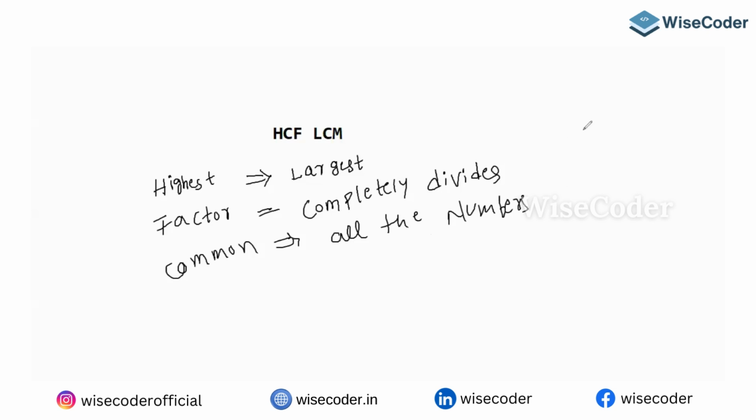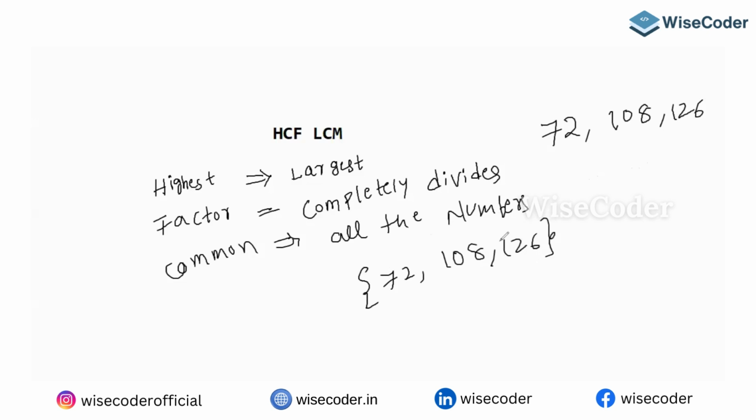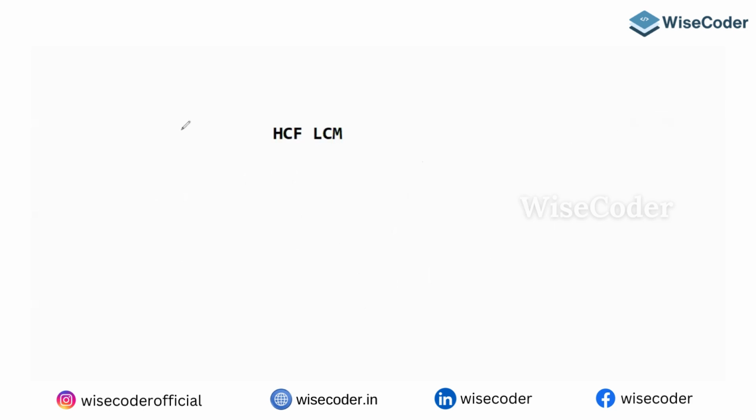Let's take a few numbers. People are going to ask you what is the HCF of 72, 108 and 126. We are searching for the HCF of 72, 108 and 126. How are we going to do it? Since it's the first question, let me write: 72, 108, and 126. We are searching for the highest common factor. So let's write the factors.